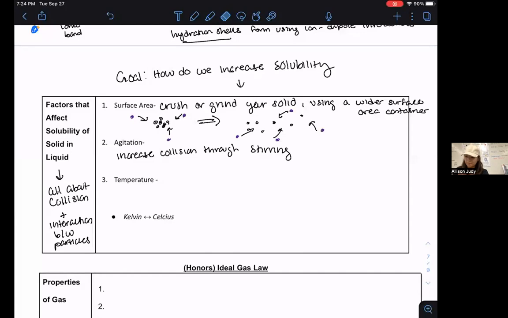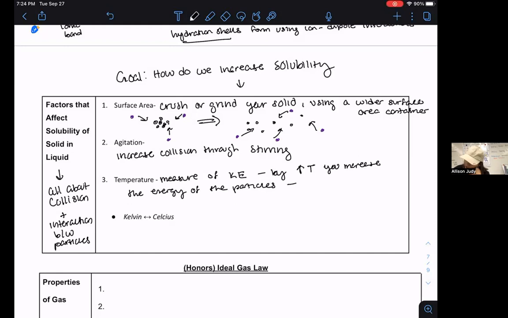Okay, so temperature is a measure of kinetic energy. So by increasing temperature, you increase the energy of the particles. Okay, therefore, you increase the percent, or possibility, of collision.